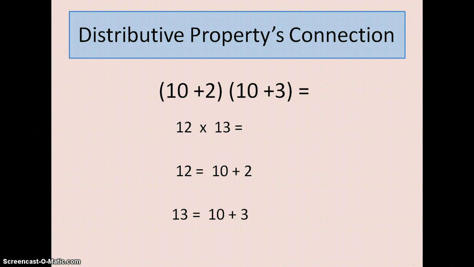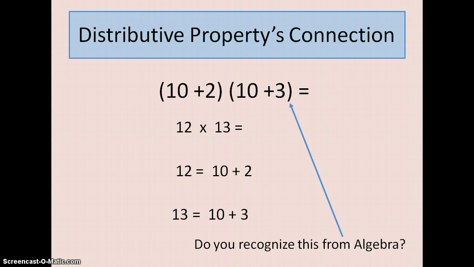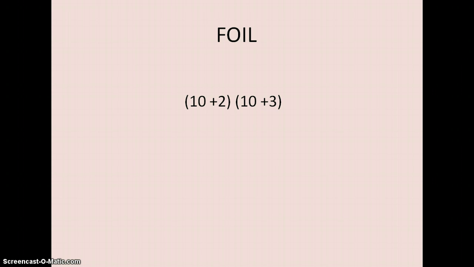By using the parentheses, we are able to show multiplication of the two by writing the quantity 10 plus 2 times the quantity 10 plus 3. Do you agree? Is it the same? Yes, it's the same. This is the distributive property. Does writing these two numbers in this way look like something you have seen in algebra? Do you recognize this from algebra? In algebra, we call this process of distributing the multiplication across each number the distributive property.